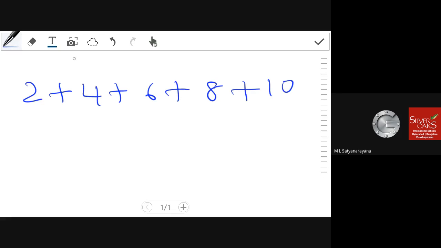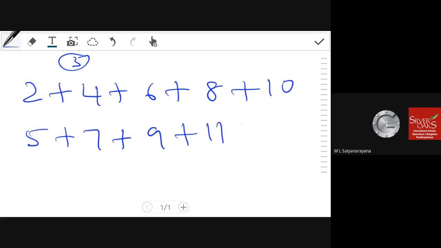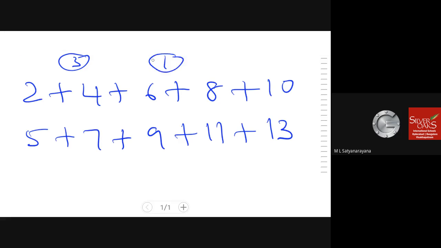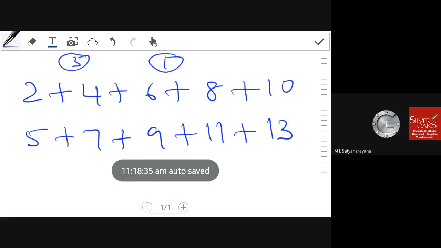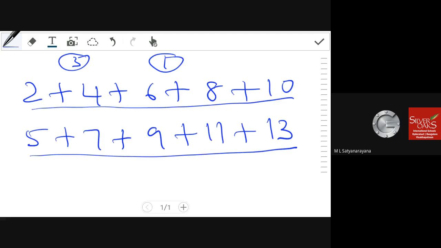like we added 3. So let's add 3 to each term. It will be 5 plus 7 plus 9 plus 11 plus 13. Still it is in AP. Or you subtract some constant value, 1. Now this is in AP. This is also in AP. You subtract 1 from the original series.